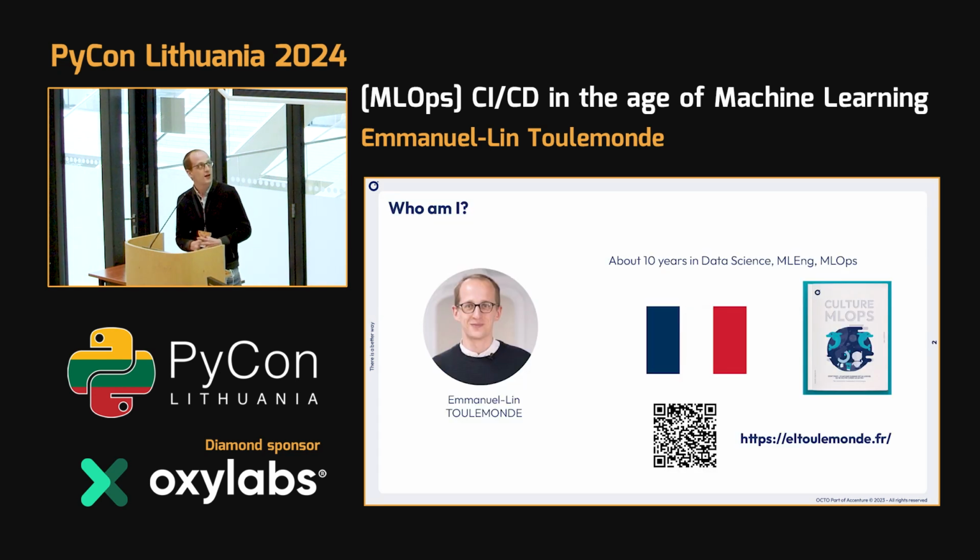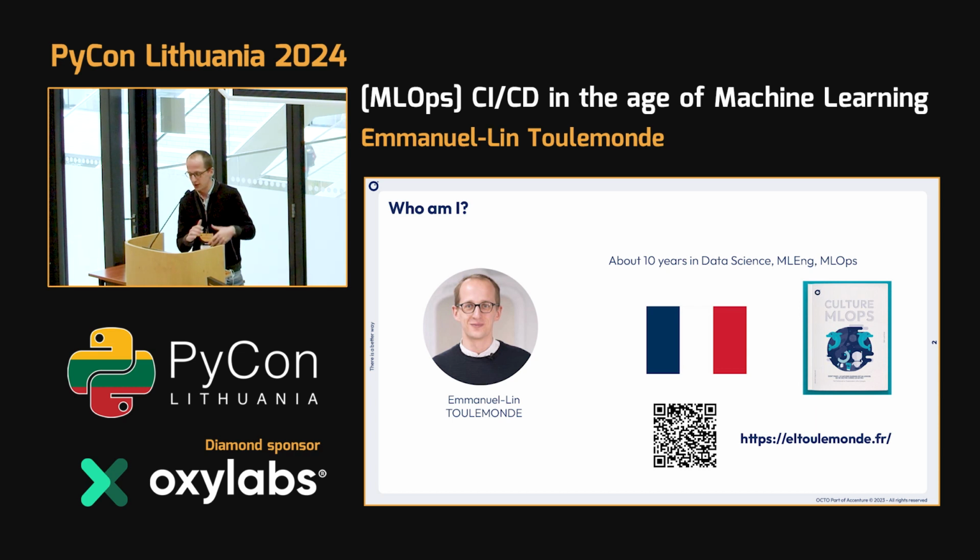I might introduce myself a little bit before, as you have guessed with my accent and with my name. So I'm Emmanuel Lin Toulemonde, I'm French. For my legitimacy, I've been working in data science, ML engineering, and MLOps for about the last 10 years. And I did write a book, it's in French. So if you want to learn French, you might want to read it, otherwise, don't try it.